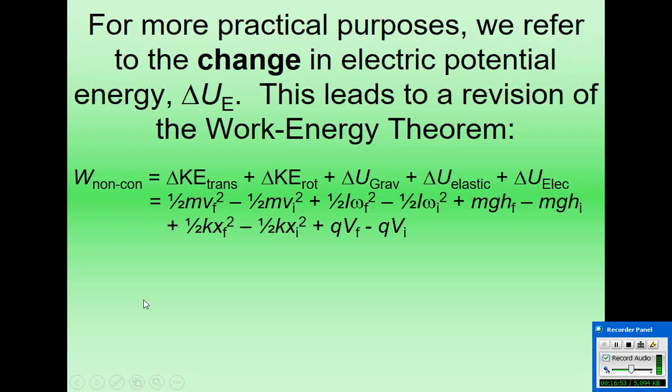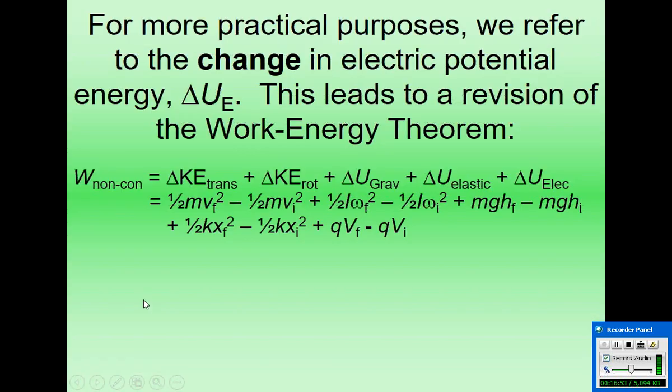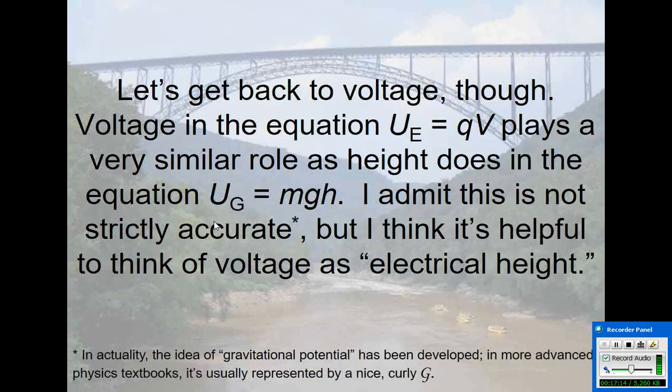To understand voltage a little bit better, let's compare our expression for electric potential energy with our expression for gravitational potential energy. For electric potential energy, it's Q times capital V. And for gravitational potential energy, we get mgh. Q and M play similar roles. They're the property of the object in the field.